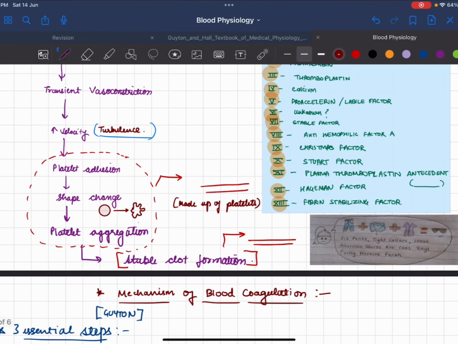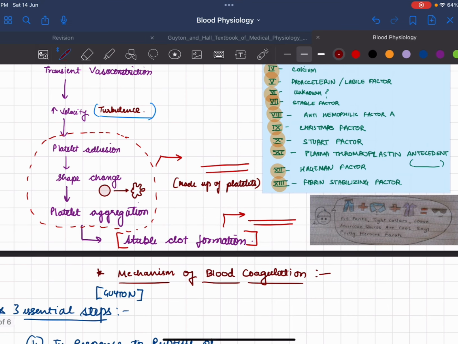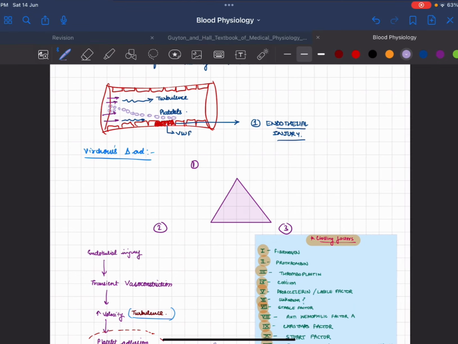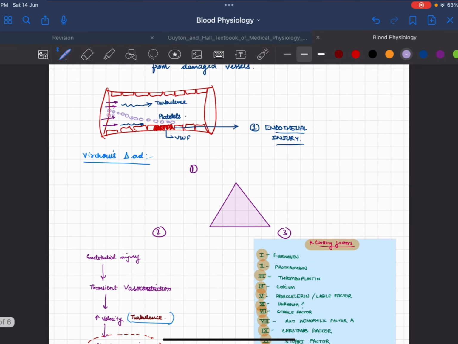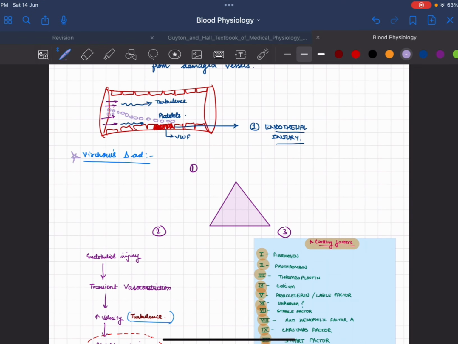So if we come to see this, platelet adhesion, then the shape change, and then the platelet aggregation, this is overall known as primary plug. Okay, so the primary plug is made up of platelets. Okay, and then the stable clot which is formed is known as secondary plug. So this is clear.